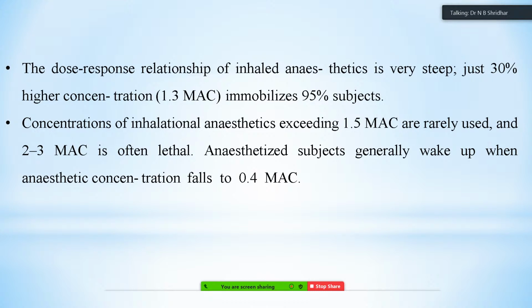The dose response relationship of the inhalant anesthetic is very steep. Just 30% higher concentration of immobilizers affects 95% of the subjects. So concentrations of inhalation anesthetics exceeding 1.5 MAC are rarely used, and 2 to 3 MAC is often lethal. That means it is going to take the patient to stage 4 of anesthesia, also called the stage of medullary paralysis.